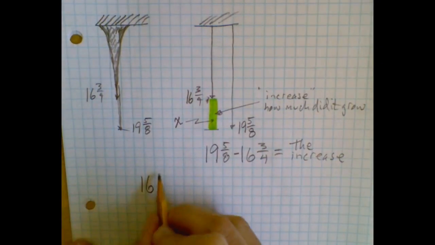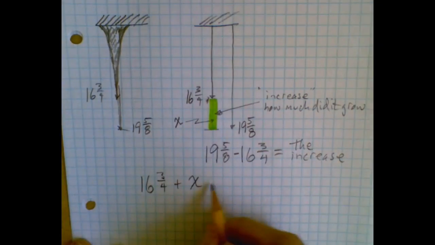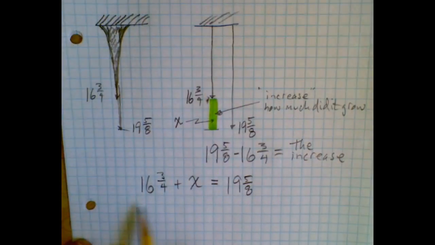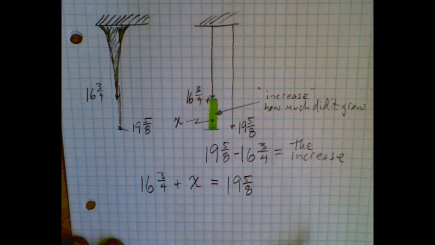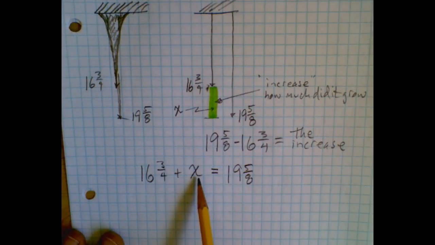That is 16 3/4 inches plus my unknown. I don't know what it is, that's okay, I don't have to. It's the same thing. That means it's equal, it's equivalent to my final amount. And lo and behold, there I have an equation. If we were to solve this, we would ask the question, well, there's the variable, and I want to get the variable by itself. What must I do?